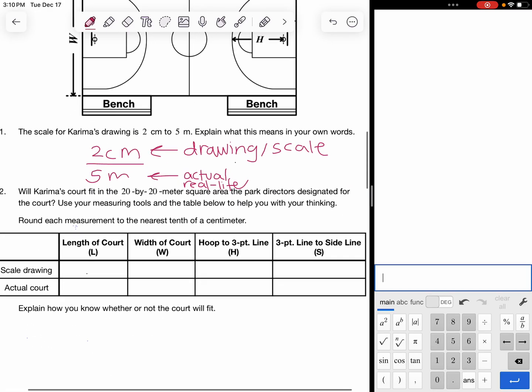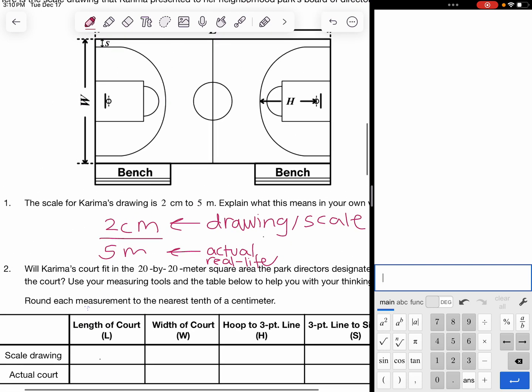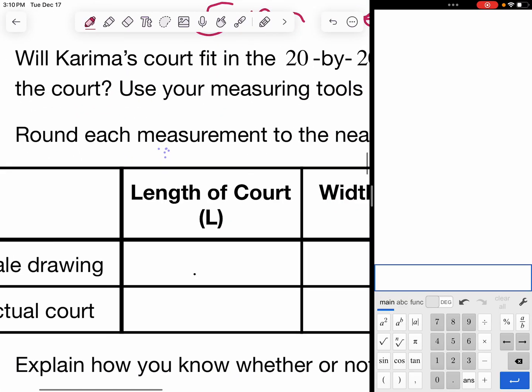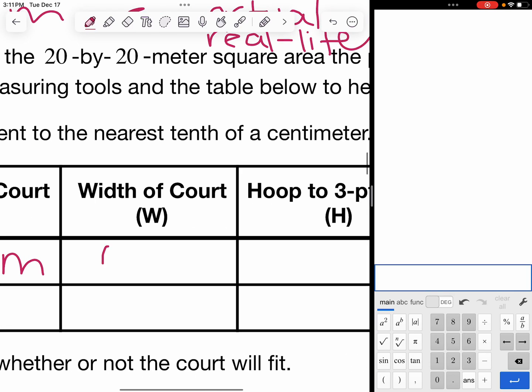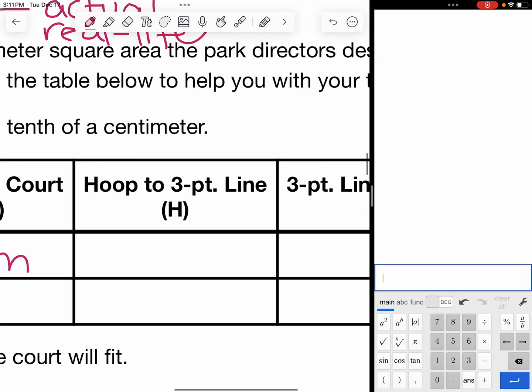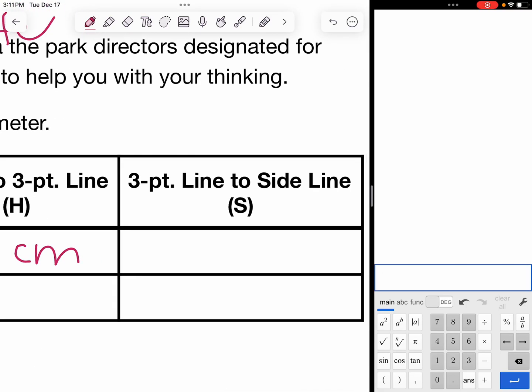Now let's take a look at number 2. It says, will Karima's court fit in the 20 by 20 meter square area the park directors designated for the court? Use your measuring tools and the table below to help you with your thinking. Round each measurement to the nearest tenth of a centimeter. We're not going to actually measure, I will just write those in. Our length was 11.2 centimeters, 6 centimeters for our width, our hoop to 3-point line was 2.8 centimeters, and our 3-point line to the sideline was 0.4 centimeters.